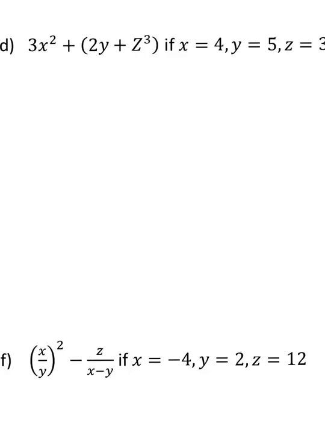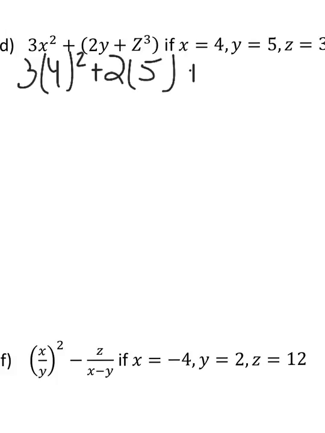Letter D. This time I have x, y, and z all equal to numerical values. So I'm going to start by replacing anytime I see x, y, and z with the values that they are worth. Instead of x, I'm going to replace it with a 4. Instead of y, I'm going to replace it with a 5. And instead of z, I'm going to replace it with a 3. Again, keeping parentheses neatly down the page. Now I'm going to continue with PEMDAS.